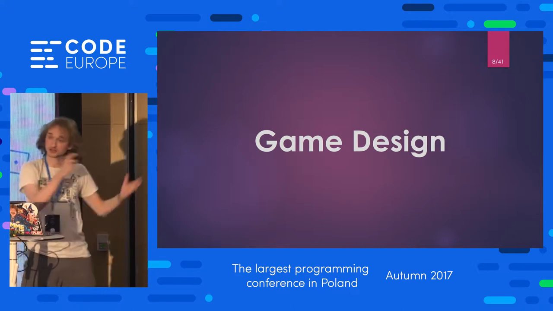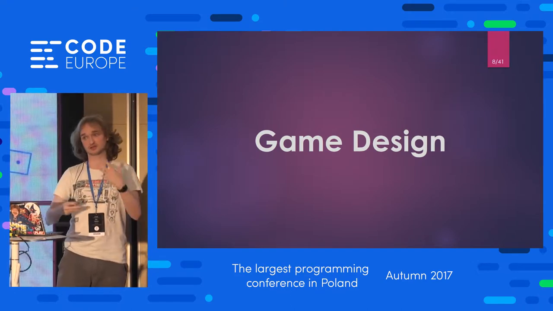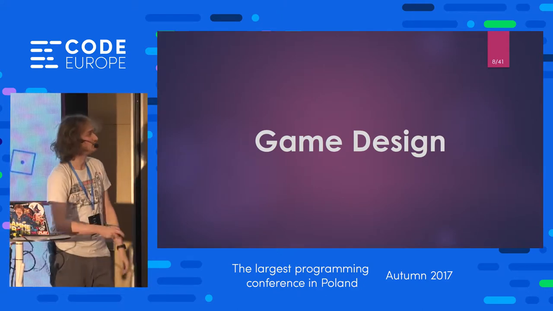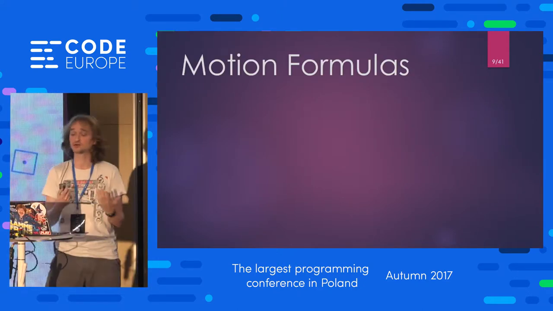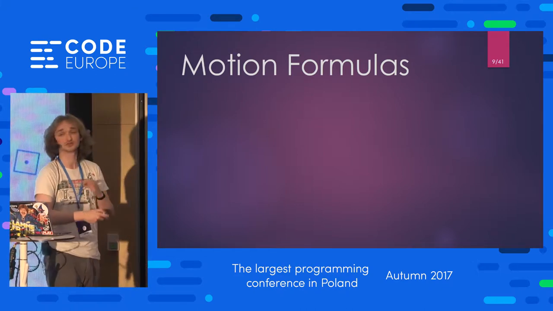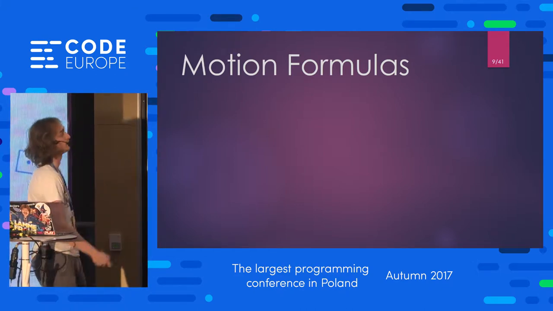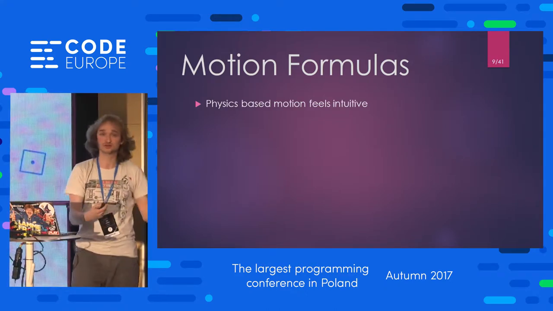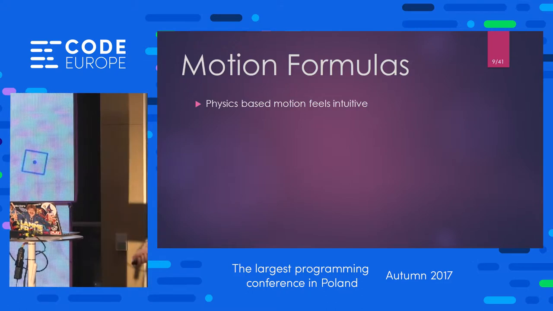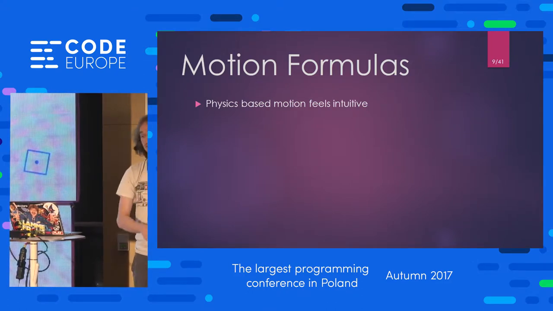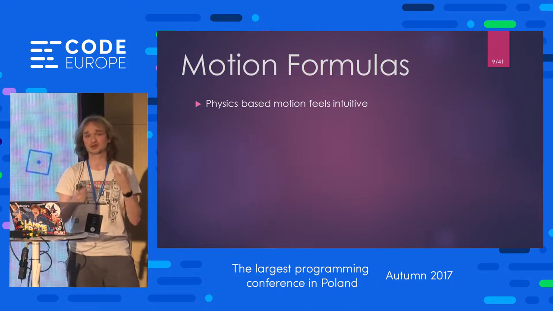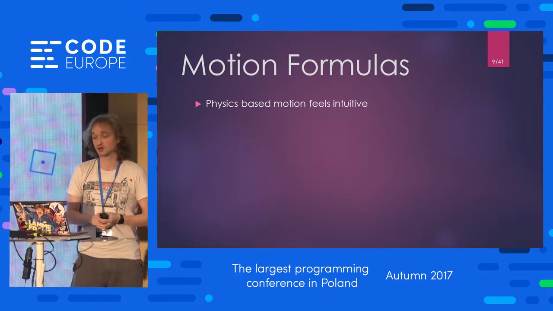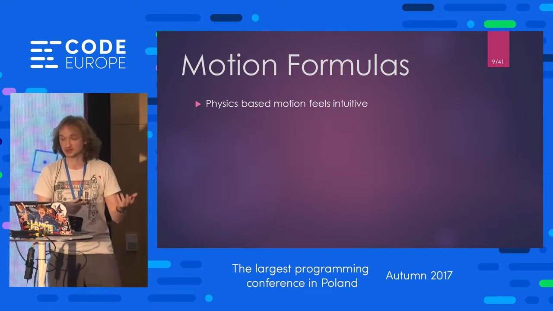As you could see, Action Hank is a speed running platformer, a physics based kind of game. Because of that, using formulas to calculate motion made me able to tune the game design much better. Physics based motion feels very intuitive because that's how the real world works. If I throw something in the air, you expect it to move a certain way. So using some kind of physics based system for your game motion tends to feel really nice.